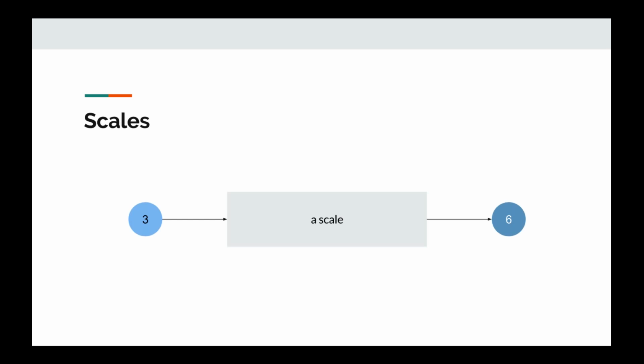Let's just talk about an example function for this, a scale. Like I said, scales take a value in, do some sort of transformation and produce a value out. So maybe your input value is 3, you run it through a scale that you set up, and the output value ends up being 6.